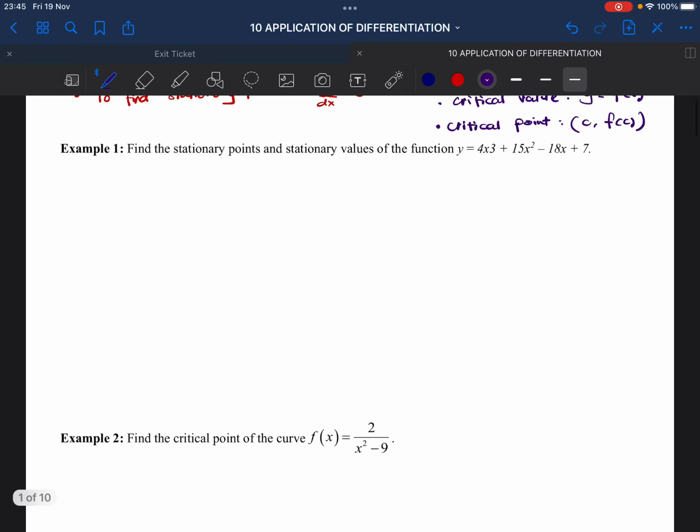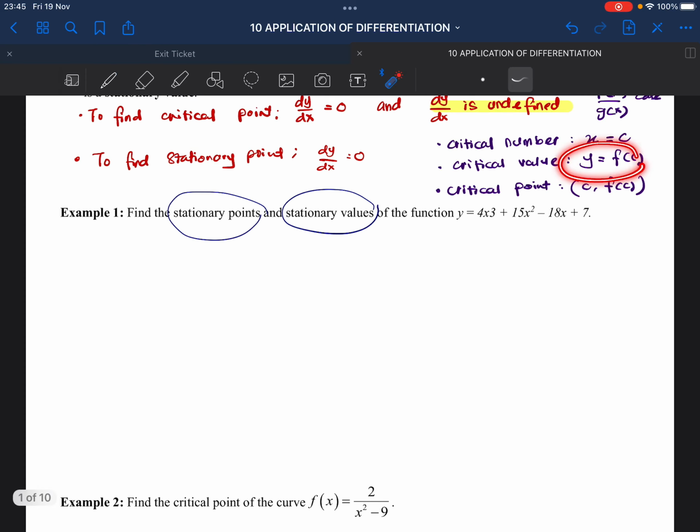Let's go straight to example 1. The question says find the stationary point and stationary value of the function y. So here the first part is stationary points and stationary values. For stationary points, you have to have your x and y. Stationary value is basically just your y.